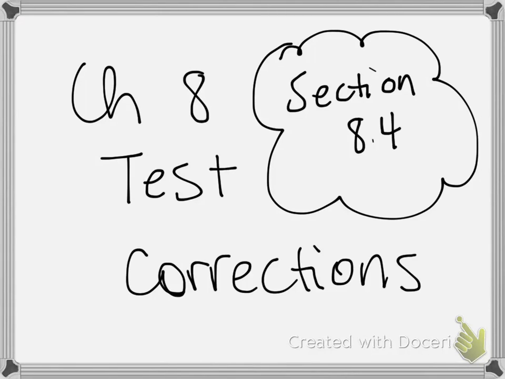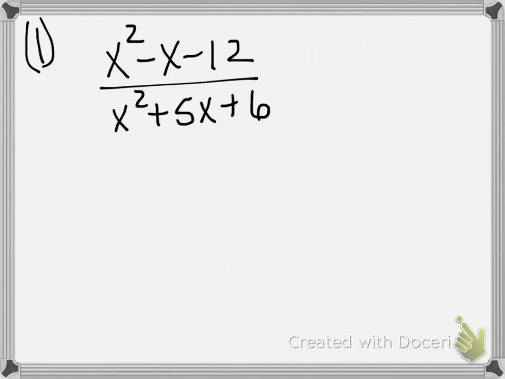Alright, this video is for Chapter 8 Test Corrections, and this is for Section 8.4 only. Looking at this section, everything we're going to do is factor and cancel, basically.